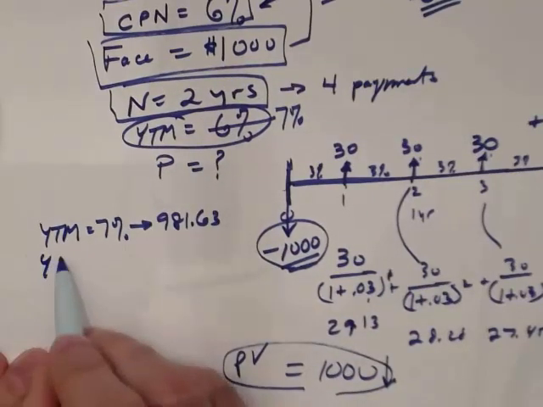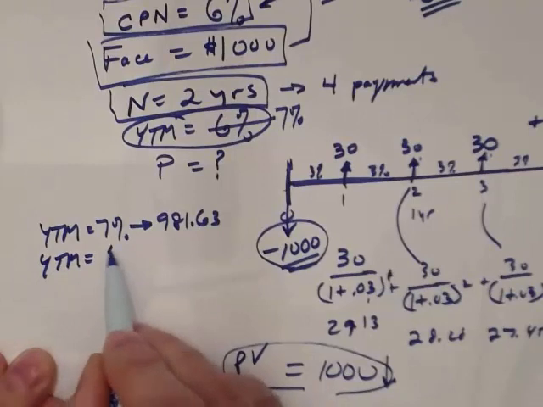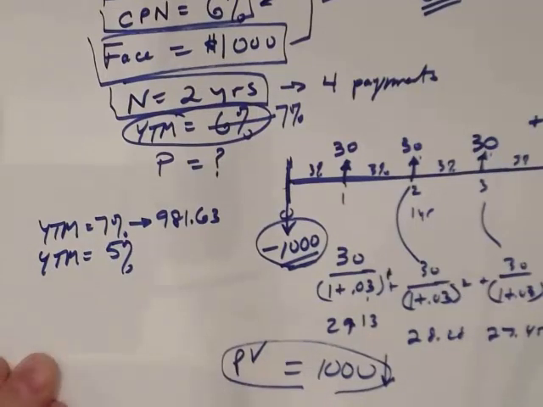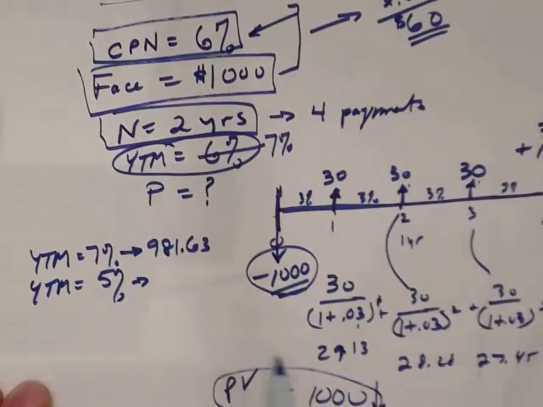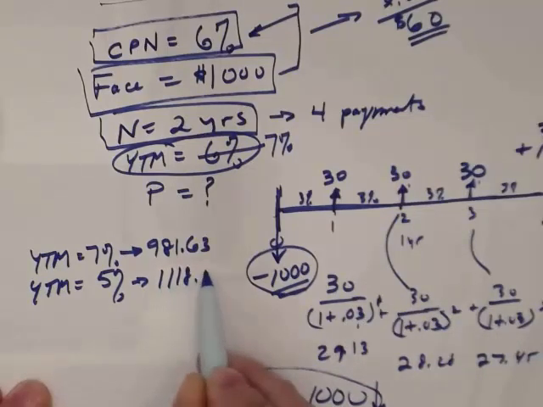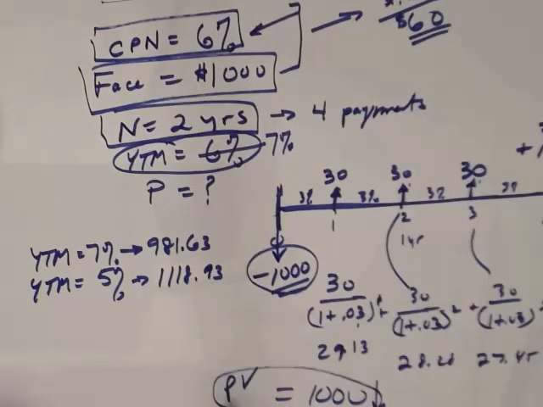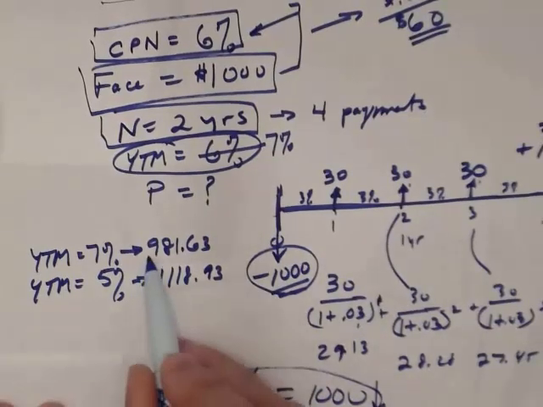Now, what if the yield to maturity was 5% instead? Now, 5% means, look, that's what the market wants from this bond, 5%. The bond generates 6%. So if you were to substitute 0.025 in each one of these terms, you would get a price of $1,118.93. And what that says is, look, this bond is trading at a premium because it generates 6% rather than the 5% that the market is looking for. It's an attractive bond.